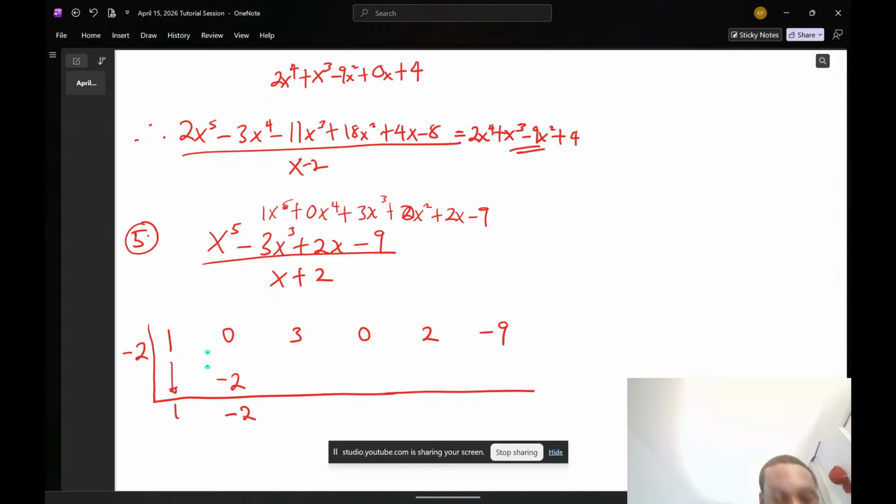Minus 2 times minus 2 is equals to plus 4. Okay? So 3 plus 4 will give us 7. Minus 2 times 7 will give us minus 14. 0 plus minus 14 will give us minus 14. Minus 2 times minus 14 will give us plus 28. Okay? So 2 plus 28 will give us 30. 30 times minus 2 will give us minus 60. Okay? Minus 9 minus 60 will give us minus 69.